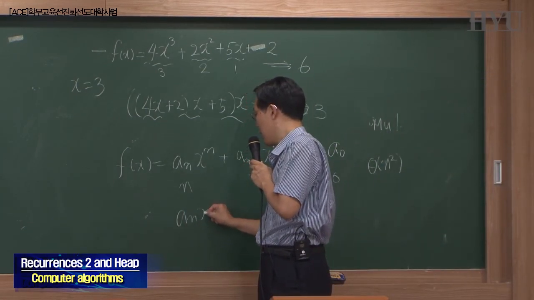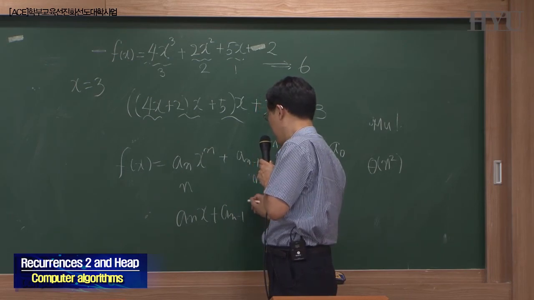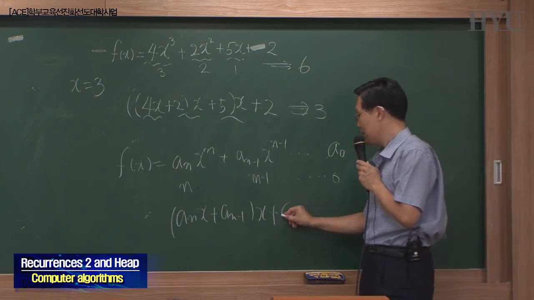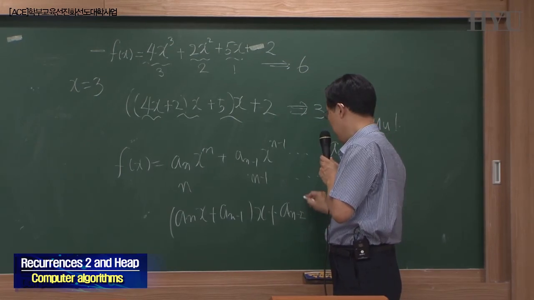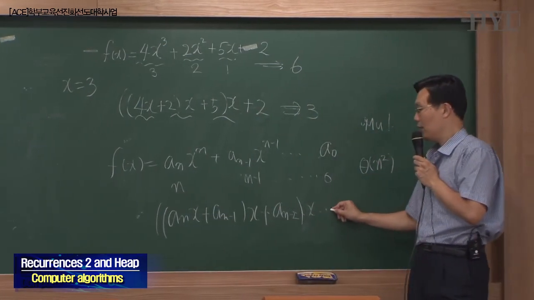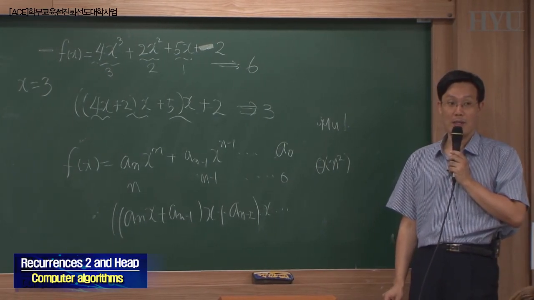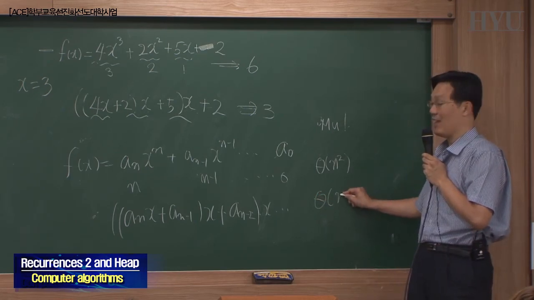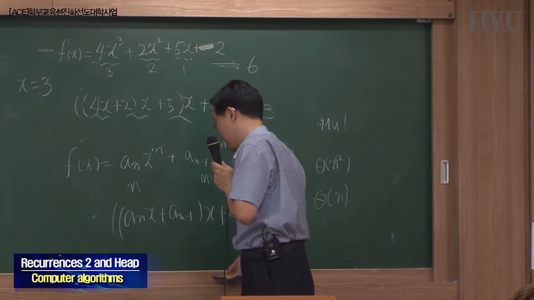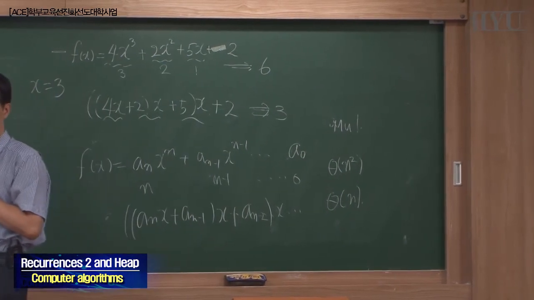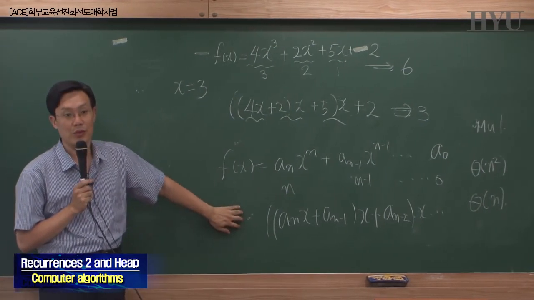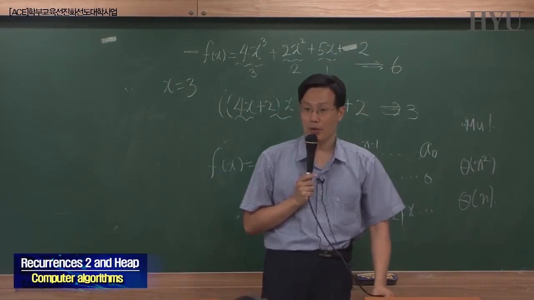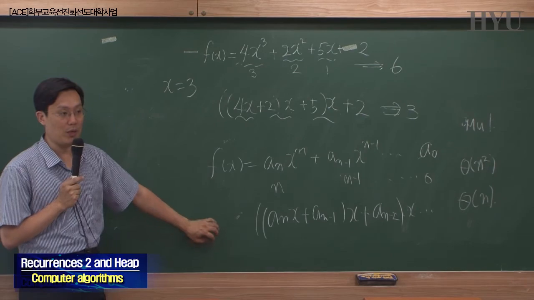Then how about if we write the formula in this way? What is the number of multiplications? Theta of n. Yes. That's a big difference. So this is Horner's rule. When you evaluate a polynomial, you should evaluate in this way.